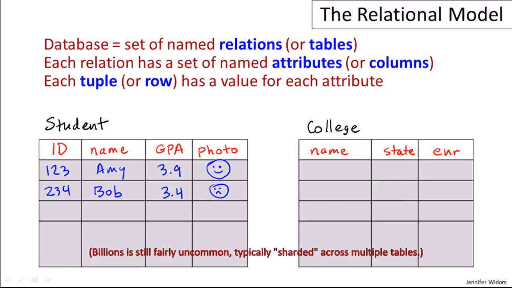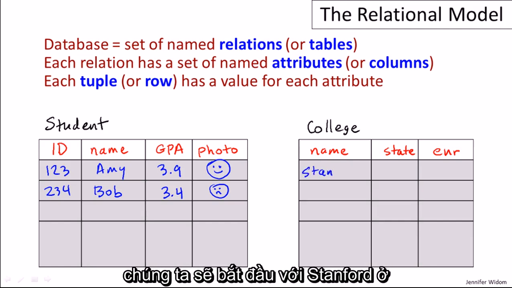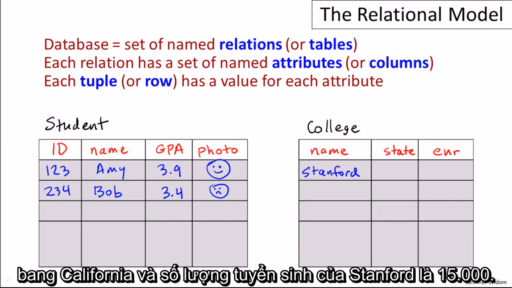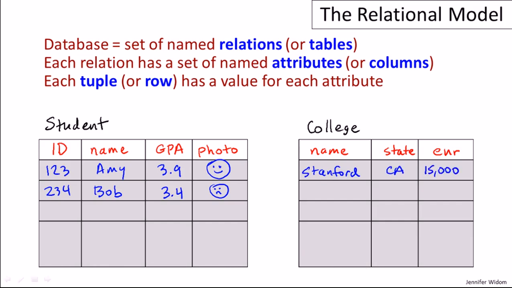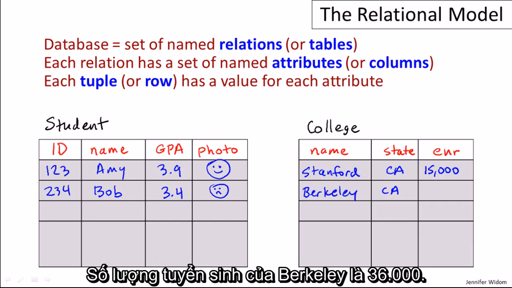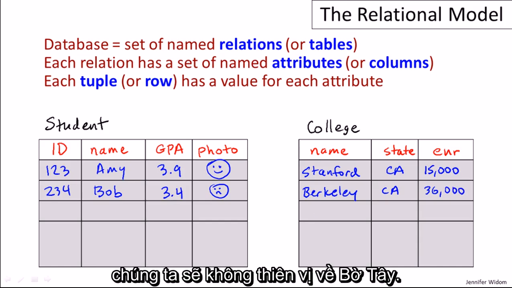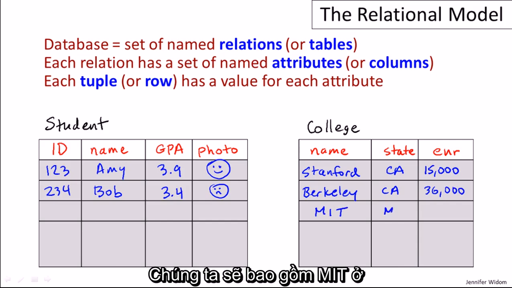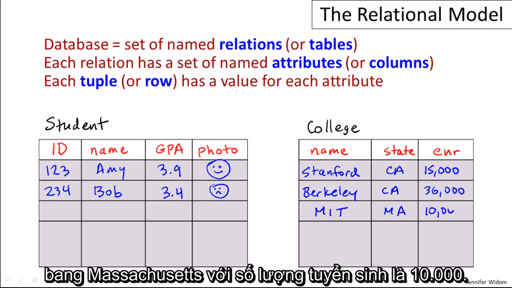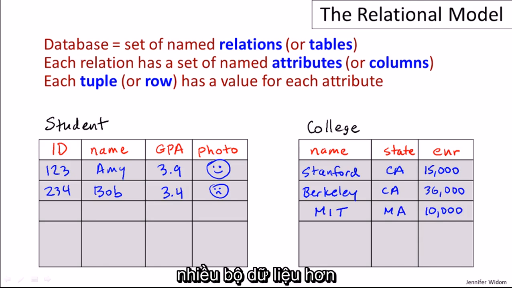In our college table, of course, we're going to start with Stanford in the state of California, and Stanford's enrollment is 15,000. We'll include our Cross-Bay rival Berkeley, again in the state of California, and Berkeley's enrollment is a whopping 36,000. And last of all, we are not going to be West Coast biased. We'll include MIT in the state of Massachusetts with an enrollment of 10,000. Now, of course, there would be many more tuples in the college table and many more tuples in the student table.